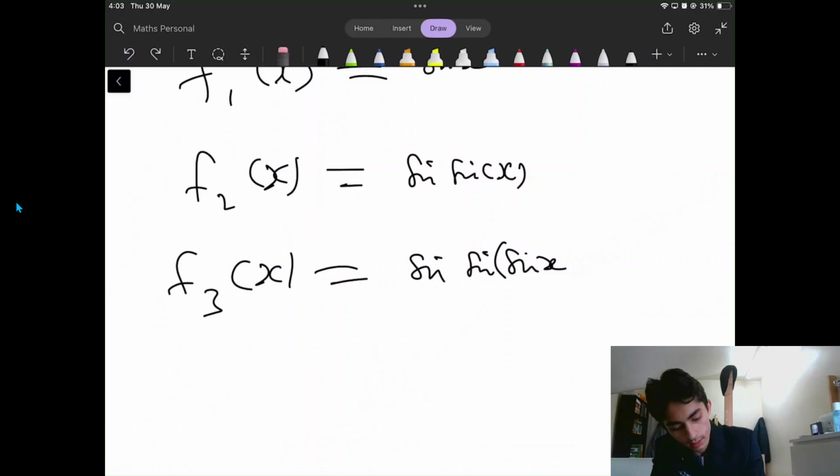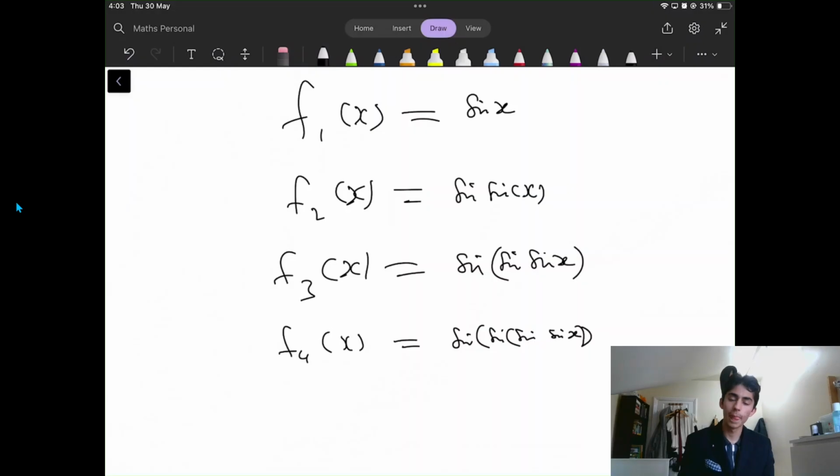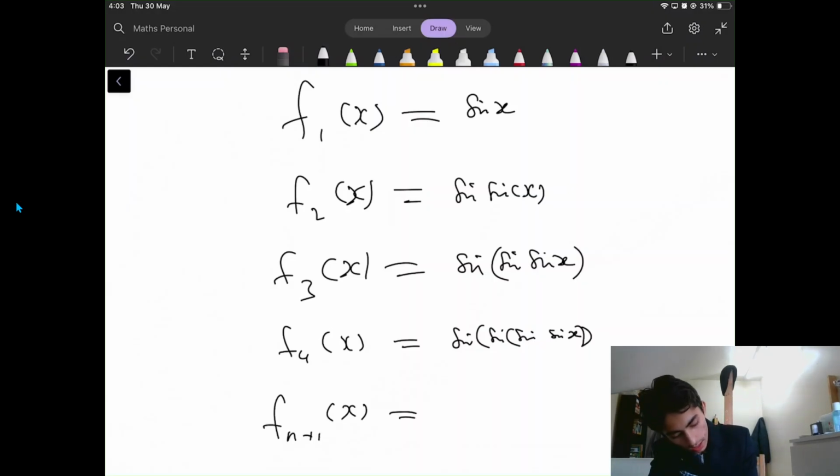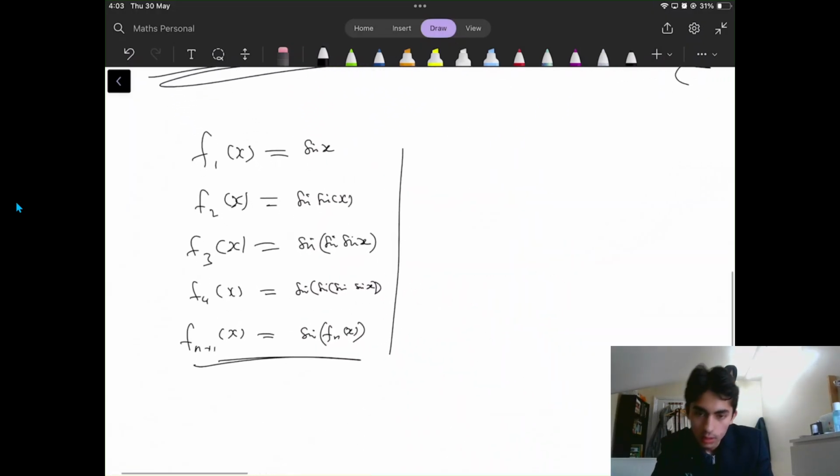Let's write it like this. And f4 to be sine of x, right? So, in other words, fn plus 1 of x is just sine of fn of x, sorry. This feels like an iteration as well. It is, but, you know, okay. So, now we have to do the derivative and see what we get, okay?